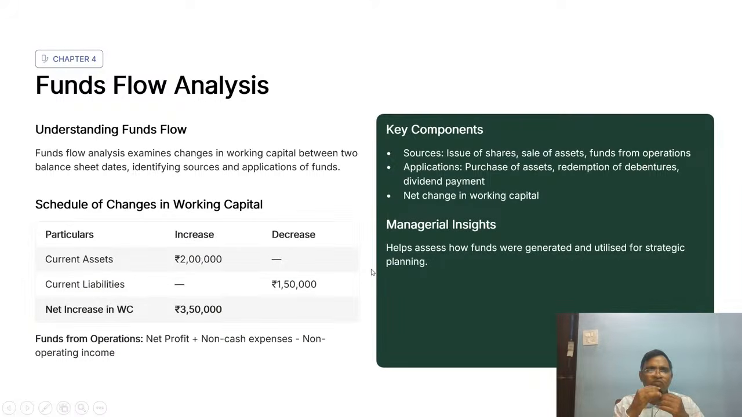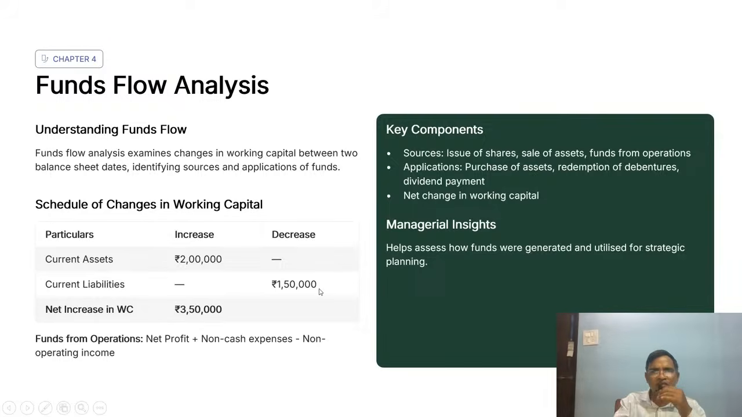Okay. So funds flow analysis. In order to understand how the cash is coming into the organization and what the position is, we come to know here: particulars, increase, decrease, current assets increase, current liabilities decrease, so net working capital comes here. The formula is net profit plus non cash expenses less non operating income.